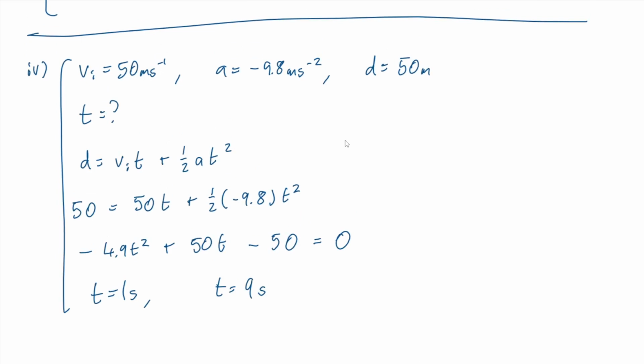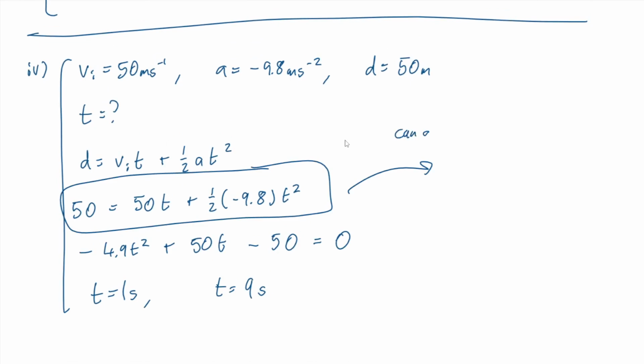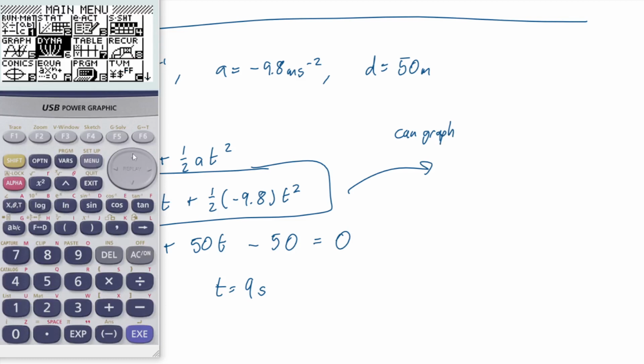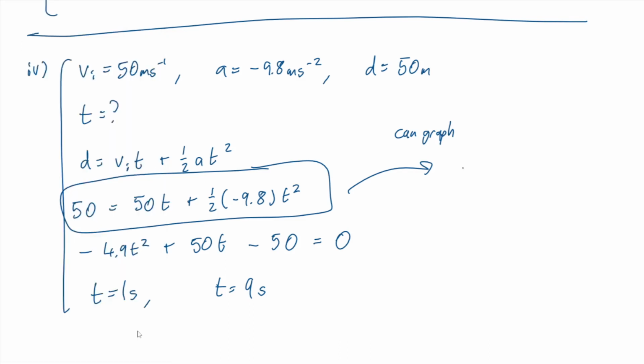So once we get to here, we can graph. So on our calculator, we go menu, graph, and now what we'll do is we'll graph the left hand side, so 50, and we'll graph the right hand side. So again, left hand side of the equation and right hand side of the equation.